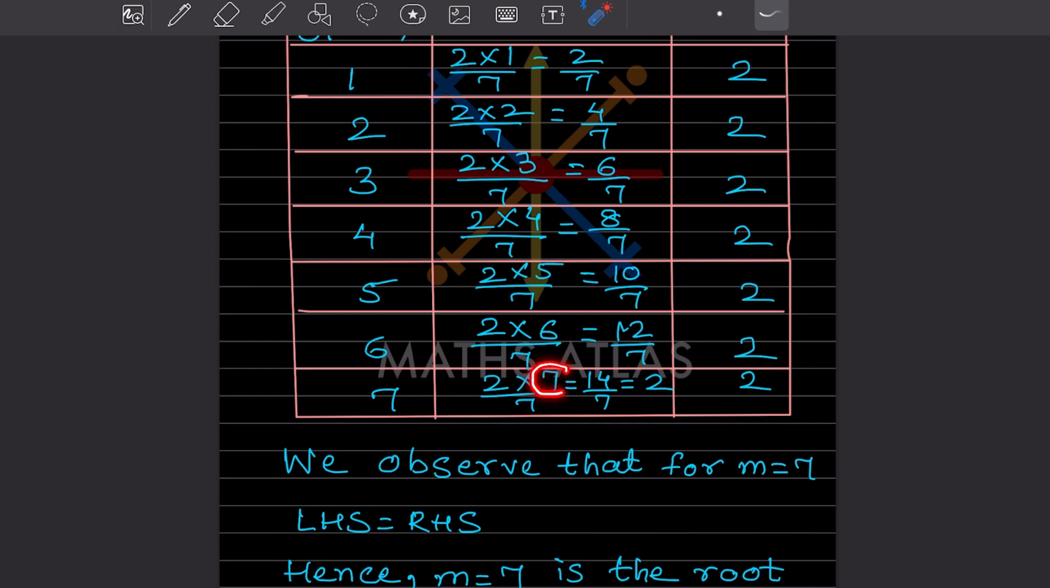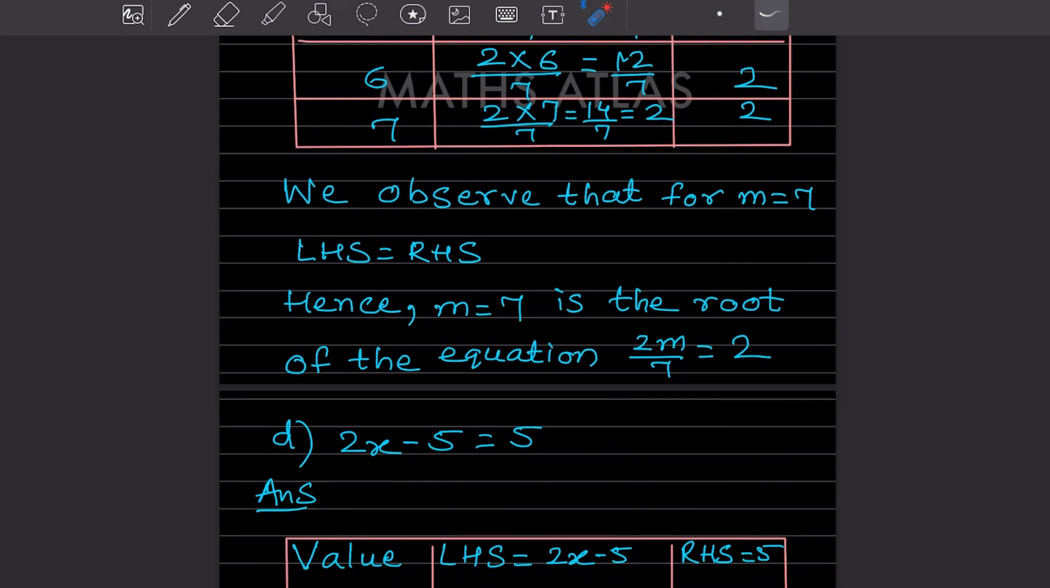Now let us put 7. 7 2s are 14. 14 by 7. And here can you see now you will say 14 by 7. But now when you cut this one, 7 1s are 7 and 7 2s are 14. So you get the answer as 2. Did you get it? So this is also 2 and this is also 2, the left hand side and the right hand side. So we have to stop at this stage. That we say that for m is equal to 7, LHS is equal to RHS. Hence, m is equal to 7 is the root of the equation 2m divided by 7 is 2.